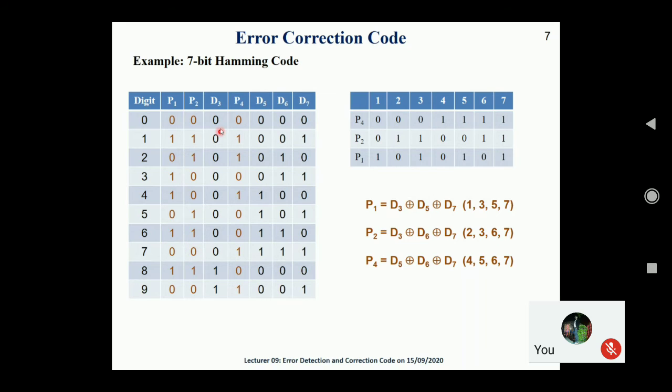Okay, and similarly we use P4: D5, D6, D7. So how are we getting 1? 0 modulo 0 modulo 1 means what? It is 1. Or you can consider 0, 0, 0: 0 modulo 0 means 0. So we are getting 0. And 0 modulo 0, 0 modulo 1, so we are getting 1. So this way we can compute P1, P2, and P4.